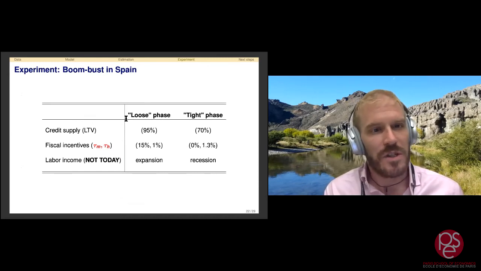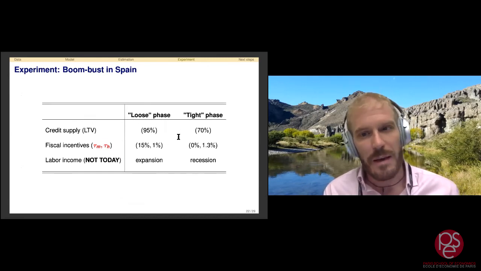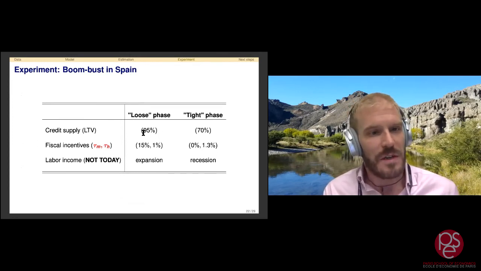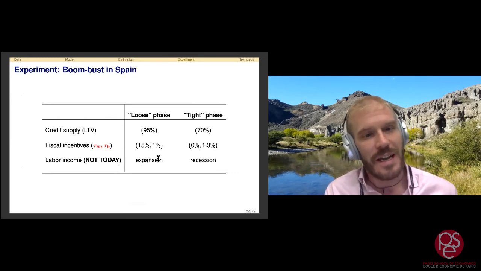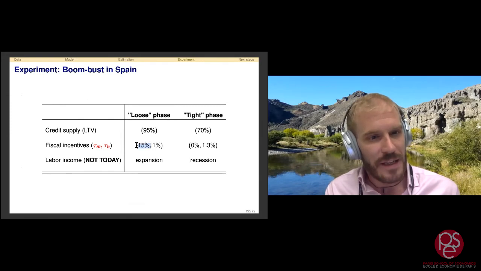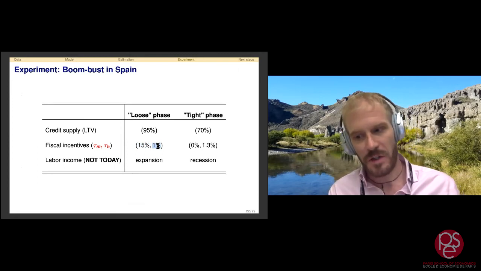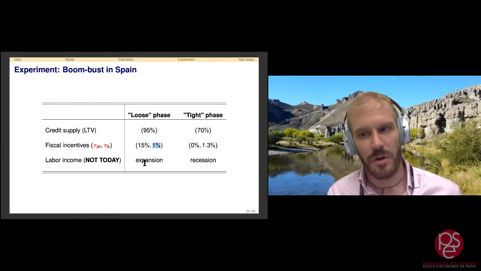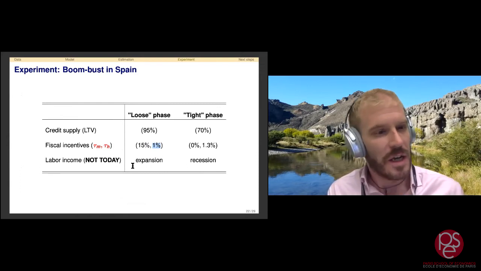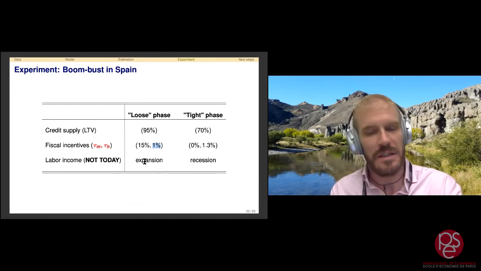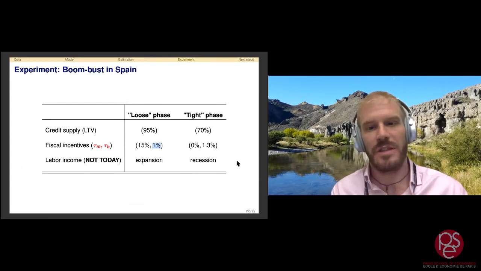So we're going to consider two phases: the loose phase, basically at which the model is calibrated today, which is basically where we had an average LTV of 95%. Fiscal incentives, so the fiscal deduction from mortgage payment was 15%, and the property tax being 1%. The model period here is 2 years. This is important to understand these figures. So the labor income process is taken from the expansion and the recession phase.